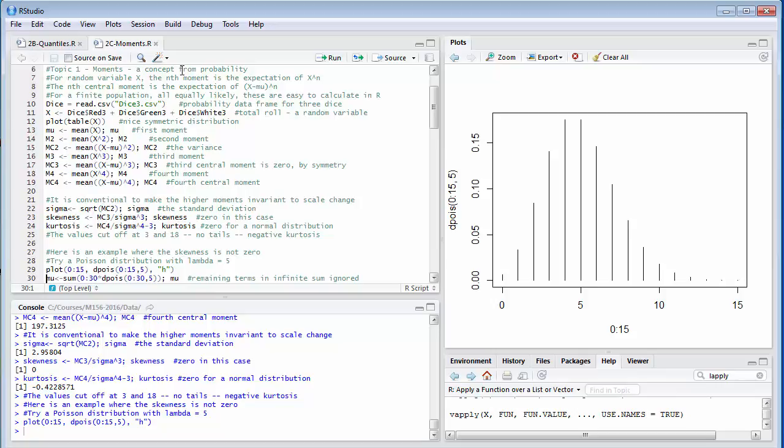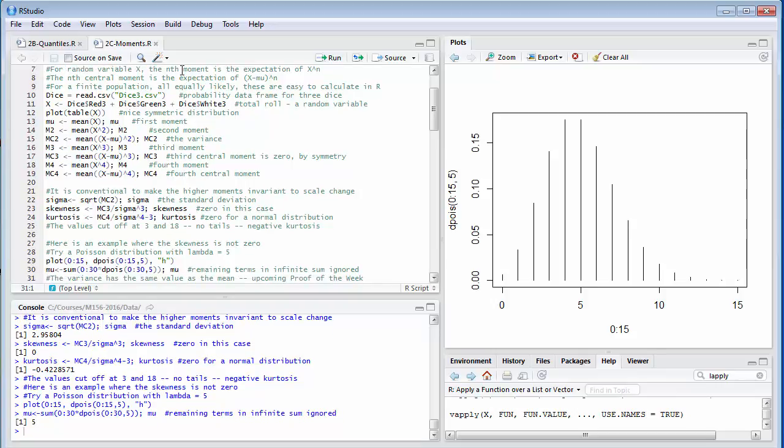So I sum from 0 to 30 the value that I get, that's the number 0 through 30, multiplied by the density function for the Poisson distribution with parameter 5 evaluated at 0 through 30, and I get precisely 5. If I were writing this mathematically, I'd do the sum from 0 to infinity, but R seems to choke if I ask it to do infinite sums.